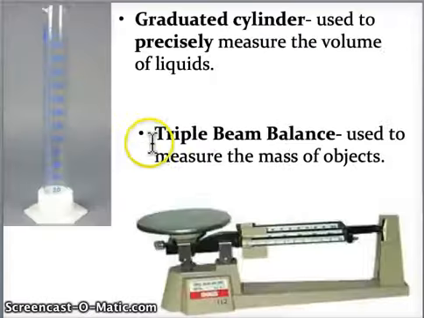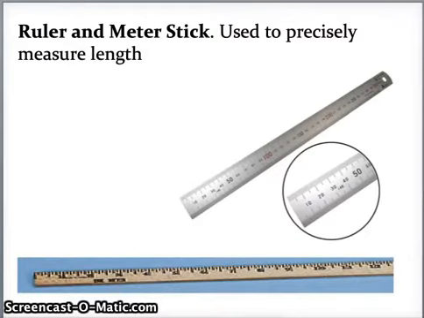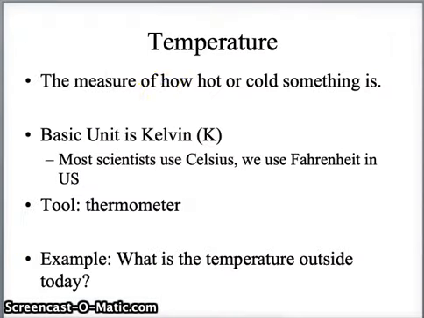Okay, so let's go next to temperature. Oh, look at that, I just skipped all the way through that. Let's go back here. Temperature. Temperature is how hot or cold something is, so the amount of heat in an object. The basic unit for this is Kelvin.